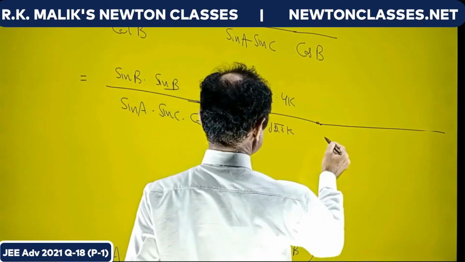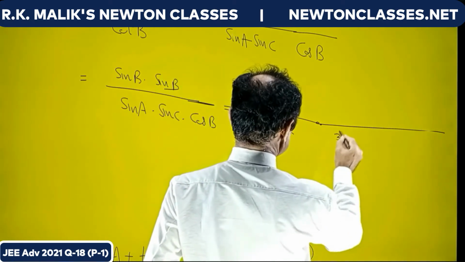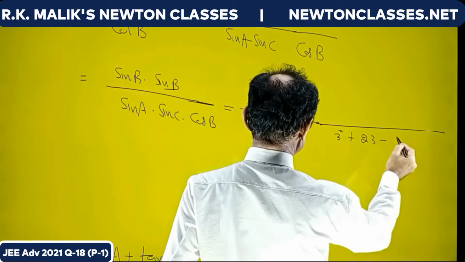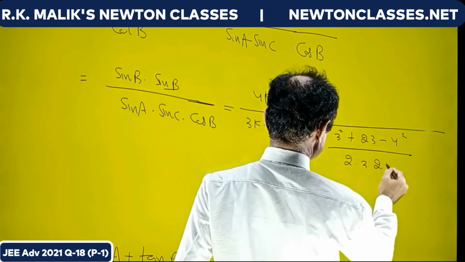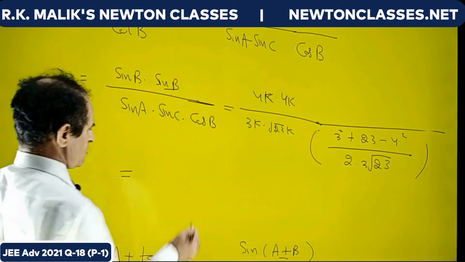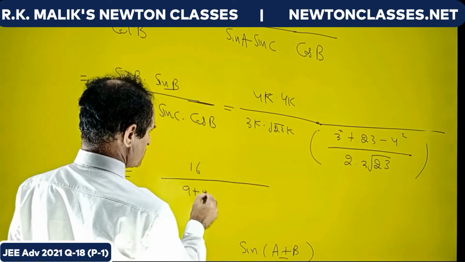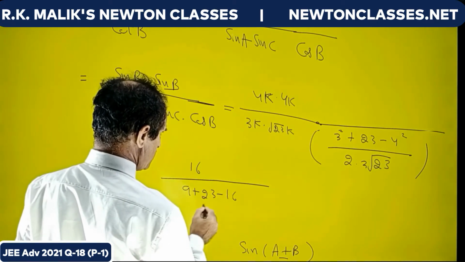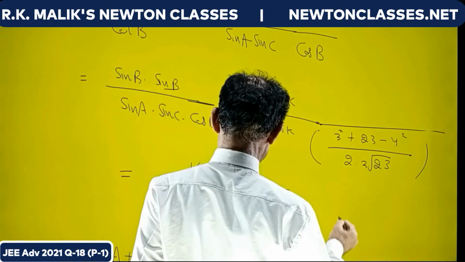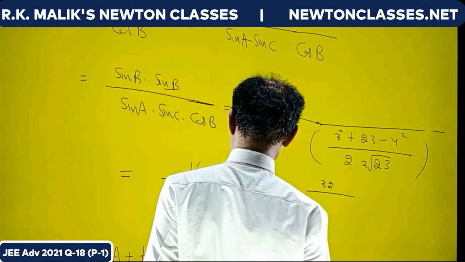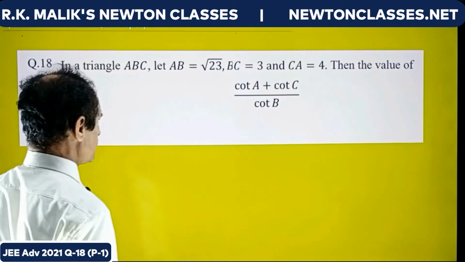The value of cos B is (A square plus C square minus B square) upon 2AC, that is 3 square plus 23 minus 4 square upon 2 into 3 into under root 23. This is equal to 16 upon 9 plus 23 minus 16 by 2. This is equal to 32 upon 16, equal to 2.